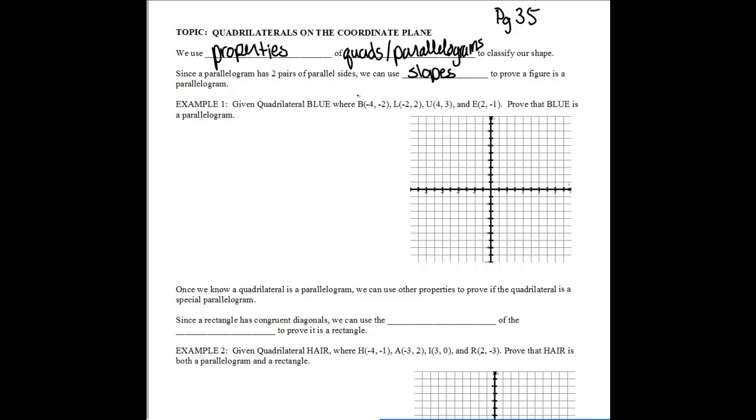Given quadrilateral BLUE, where B is here, L is here, U is here, and E is here, prove that BLUE is a parallelogram. The first thing we have to do is plot our points. B is (-4, -2). L is (-2, 2). U is (4, 3). And E is (2, -1). And this is what we believe is our parallelogram. We have to prove it to be so.